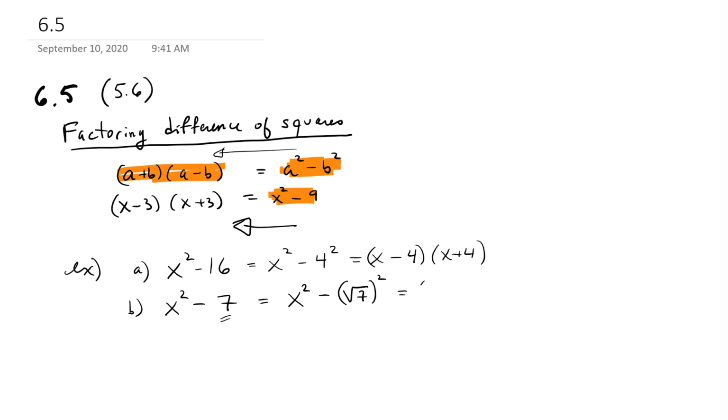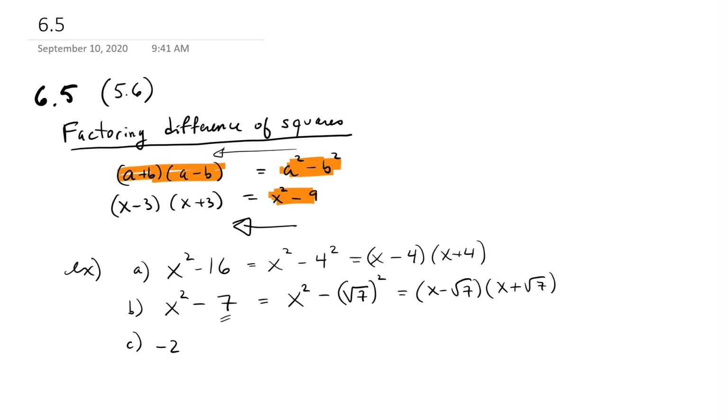So by seeing it this way, I can write that as x minus square root of 7 times x plus square root of 7. So once again, as a minus b times a plus b. So as long as you've got, let's say, something like x squared minus some positive number, you can always think of it as a difference of squares and factor it. So let's take a look at another example.